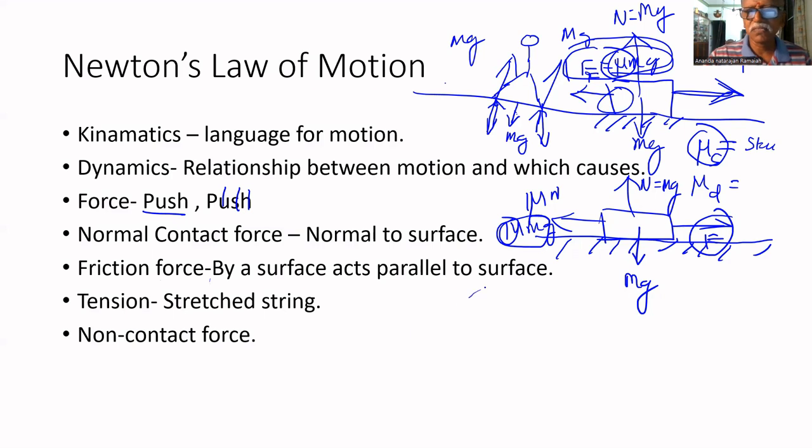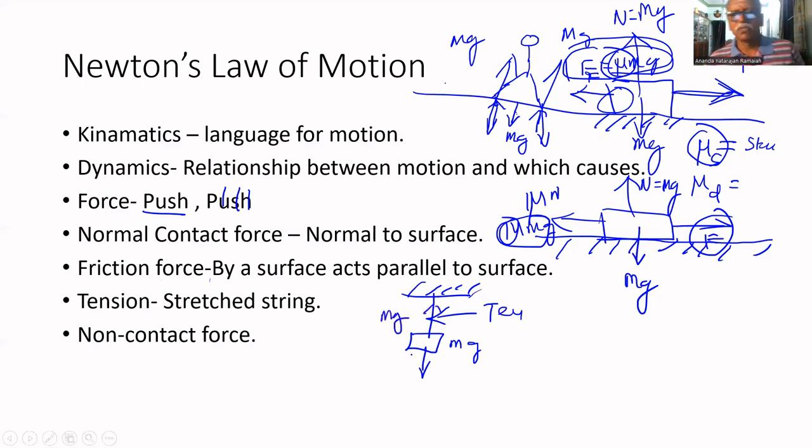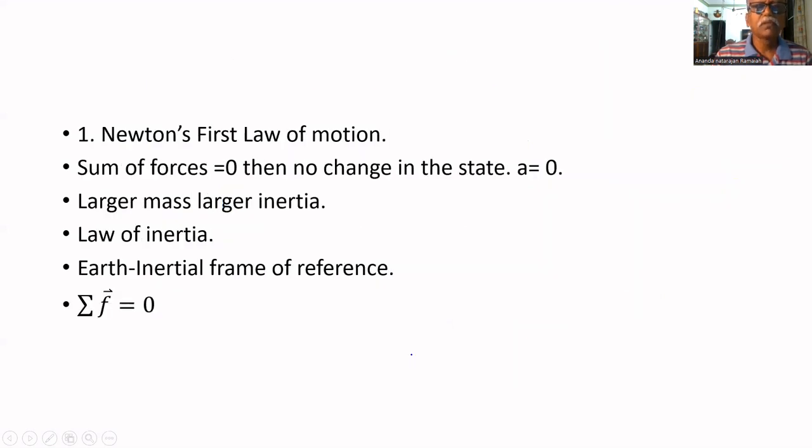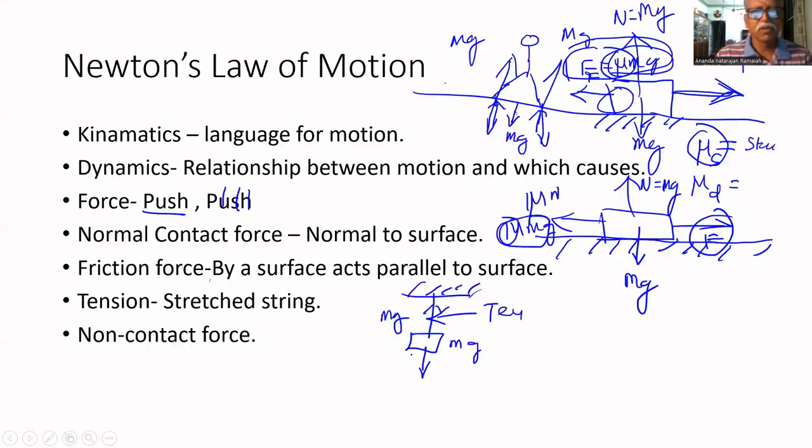Tension in the string. Suppose a mass is hanging from the wall. Weight mg is acting downward. The string has some tension force, that is an upward force, which is also equal to mg. So tension in the string is mg. Non-contact force, we'll see then and there.